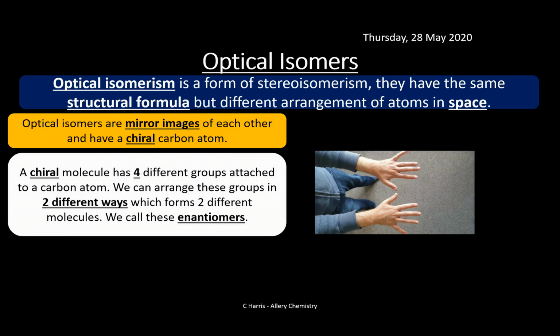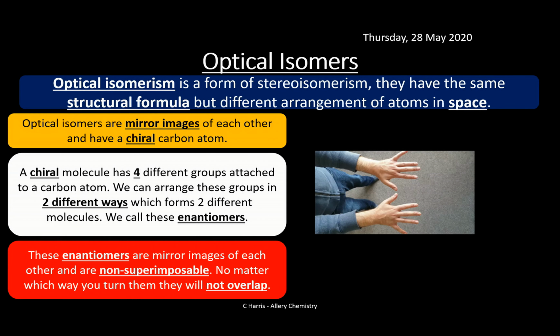And if you have a carbon with 4 different groups coming off it, then you can have optical isomers. And effectively, we can arrange these groups, so the carbon with the 4 different groups, in 2 different ways. And we call these enantiomers. So you can get effectively mirror images of each other. We'll look at that in a moment. So, like I say, the mirror images, they're non-superimposable.